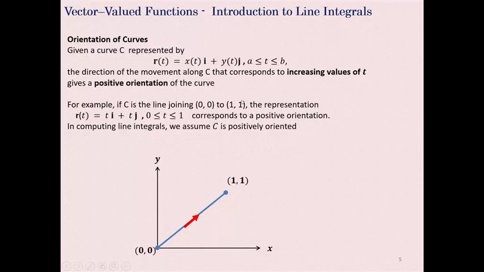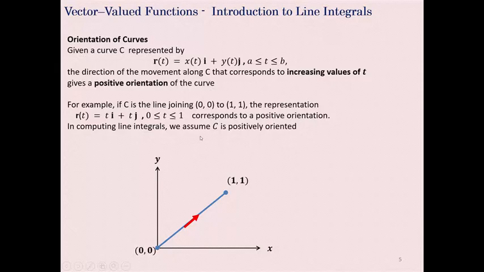C is the line joining these 2 points. But we are specifically talking about 0, 0 to 1, 1. So the direction is as shown in the diagram. So we need a representation that can do that. So in this particular case, ti plus tj for t lying between 0 and 1 will give us exactly this direction.